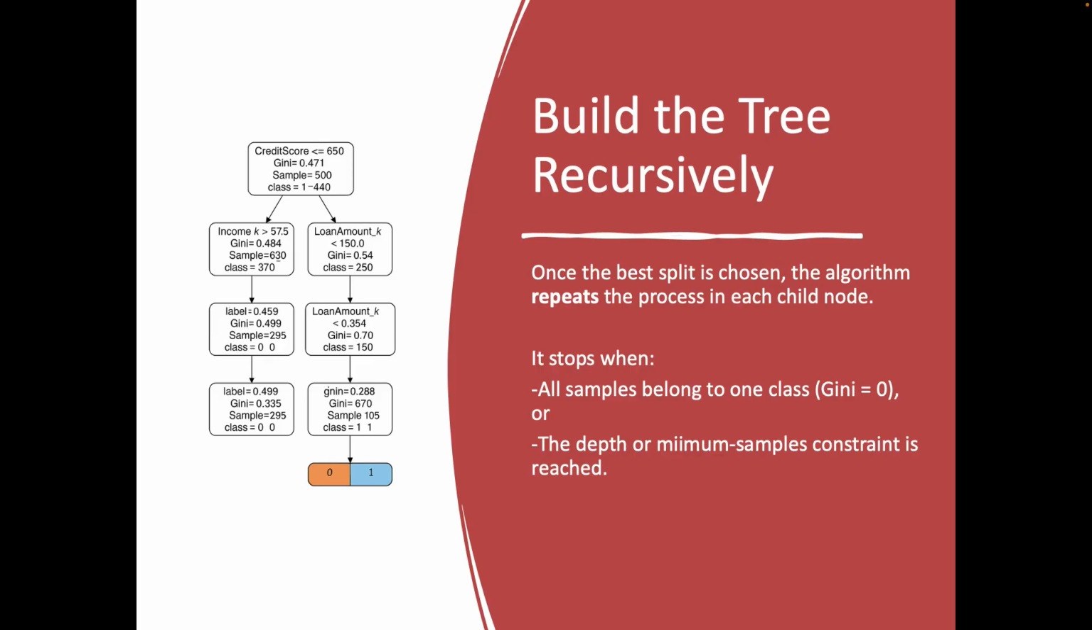We try both, and we calculate the loan amount, those less than 150K, right? With Gini we got 0.57 here, and we still have 250 different classes. And the other side we have 370 classes. We need to get the classes 0, 0 at the bottom. You see here, there's label data, classes 0, 0, and then we got classes 1, 1.